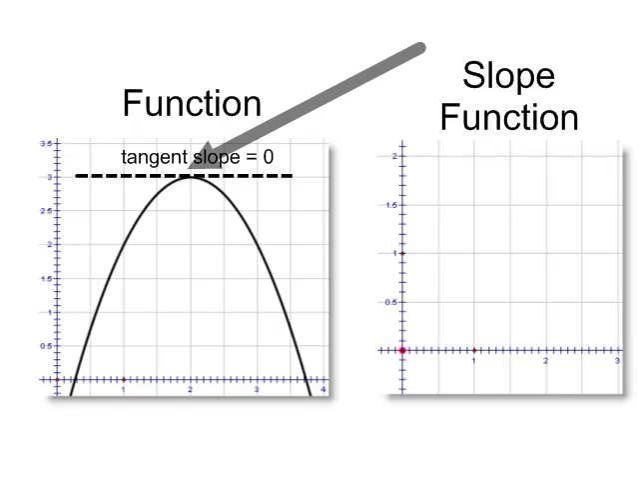So over on my slope function, what I'm going to do is put a point at (2, 0), 2 being the x-coordinate and 0 being the slope. And what if I kept going and I said, oh, well, when x is 1, I can see that the tangent slope is 2. And I went over here and put an appropriate point on my slope function, 1 being the x-coordinate, 2 being the slope.